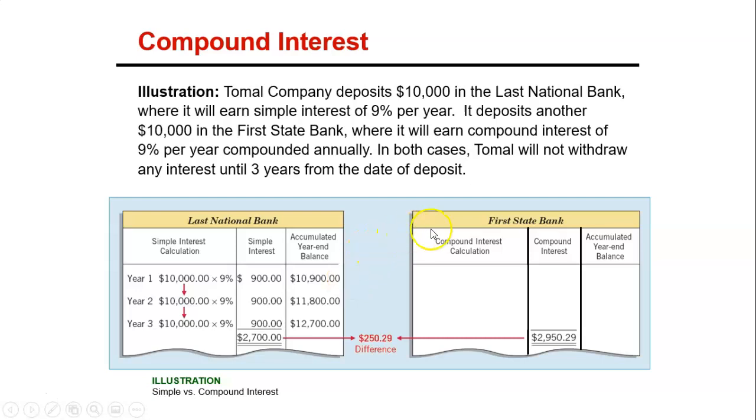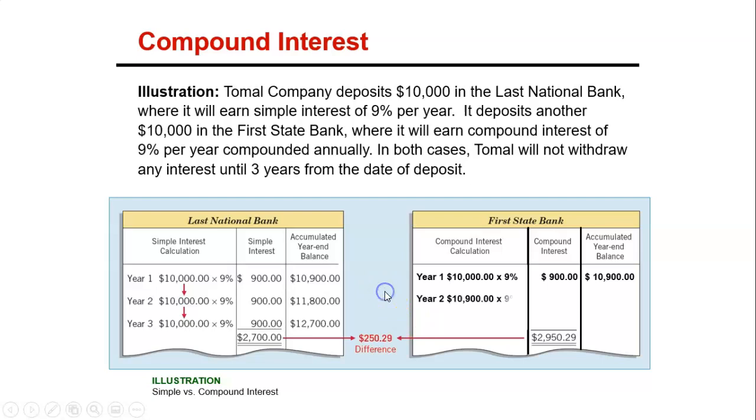Now, what about at the First State Bank? Here's where we had compound interest. So the first year is the same, though. The first year, all we have is the principal going in times the 9% times 1 is $900. And we add that to the 10,000, and we have at the end of the first year 10,900. First year is totally the same.